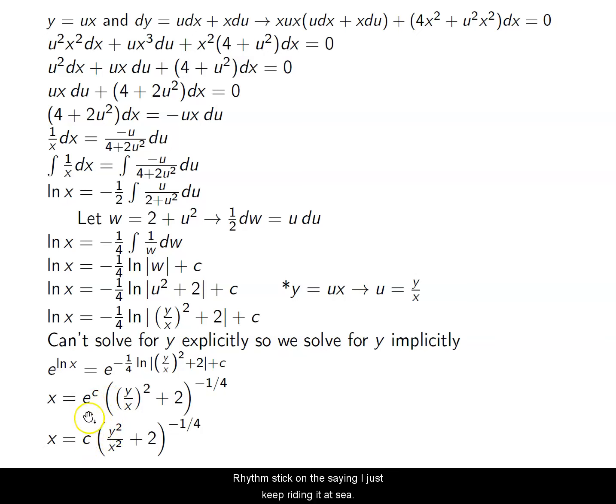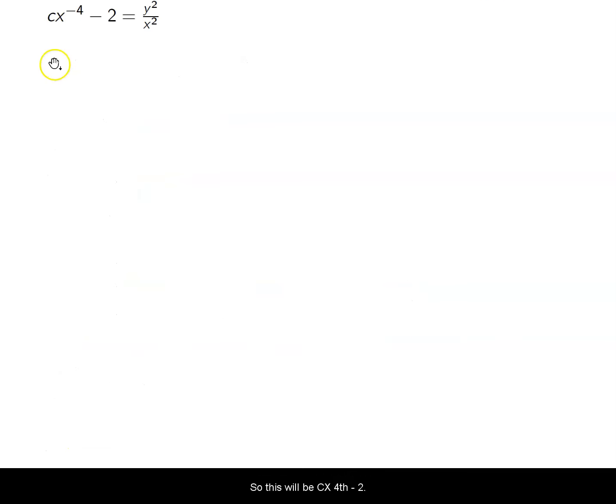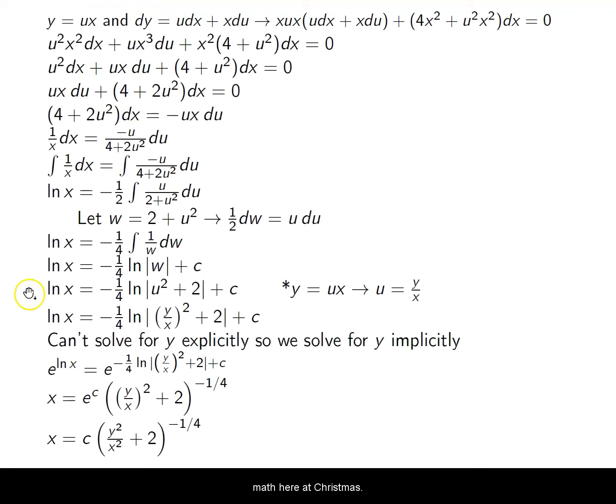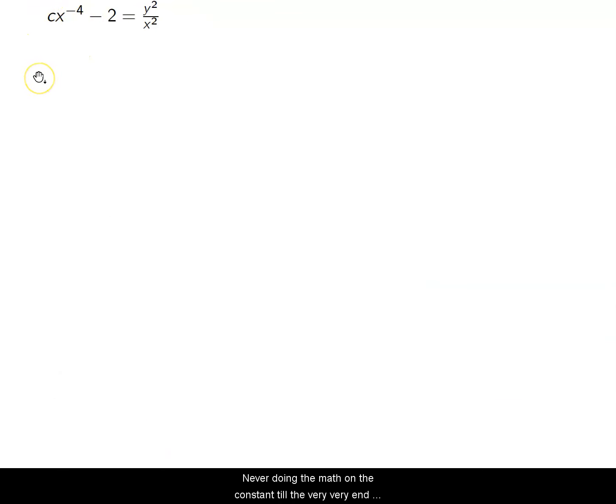I don't have to do the arithmetic on this thing. I just keep writing it as c. So this will be c x to the 4th minus 2 is y squared x squared. So I did quite a little bit of arithmetic here. I basically raise everything here to the negative 4th power, and then I divide, so I'll have x to the 4th equals c times this stuff. I divide by whatever that constant is. That's still just a constant, so I can call it c times x to the negative 4th, and then subtract 2, and I'm left with this. So that's why we have this here. Never doing the math on the constant till the very, very end. And then I want to solve for y squared, so I just multiply everything by x squared. So this is negative 2x squared, and then this will be c times x to the negative 2. And there we go. That's my implicit solution. Y squared is c x to the negative 2, minus 2x squared.